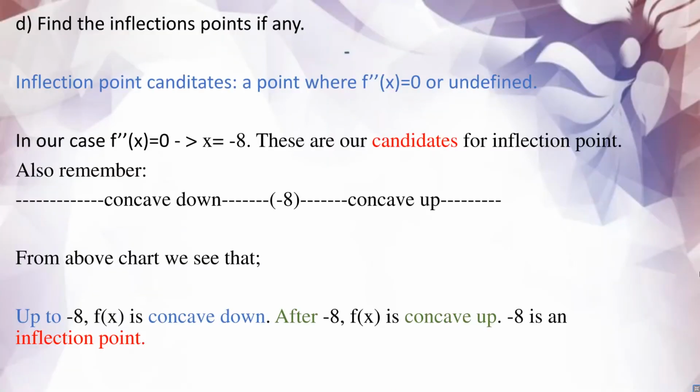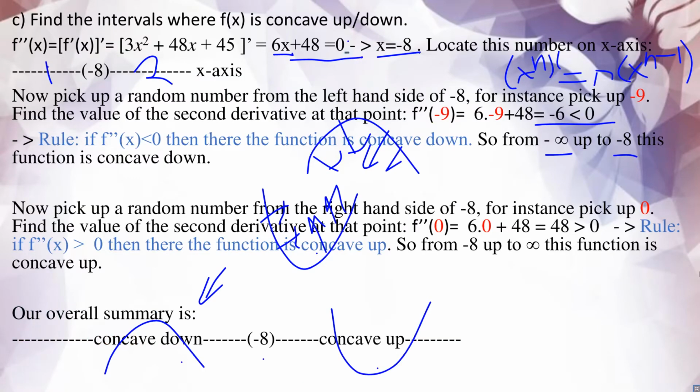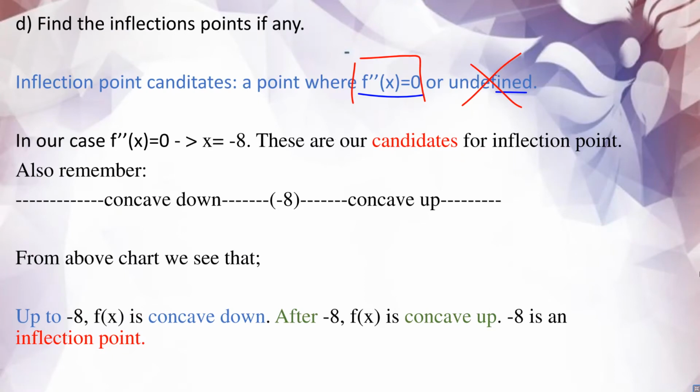And D, the final part of this question. Okay? Find the inflection point, if any. What does it mean, the inflection point? Well, inflection point candidates, I call it like that, are the points where the second derivative is 0 or undefined. But again, you can guess that this is not in our subject. We focus on these ones, where the second derivative is 0. So let me find the second derivative, and let me find what makes it 0. But I have already found those things. This is the second derivative, and I found what makes it 0. It is minus 8. So that's my candidate for inflection point.